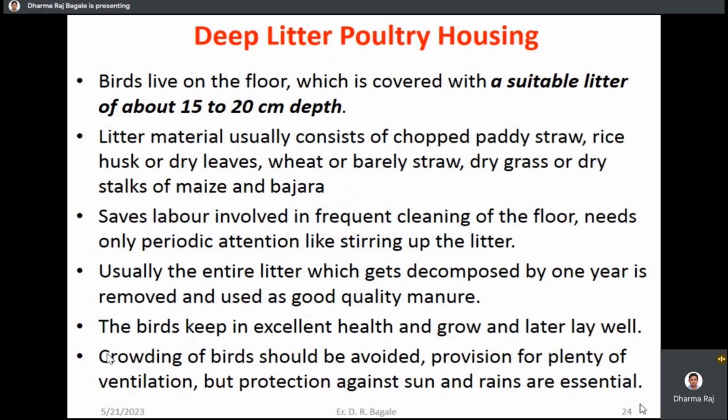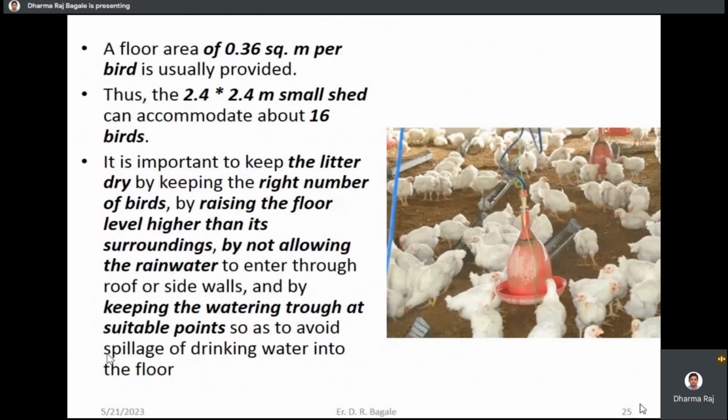And if we can keep it dry, we call it an excellent healthy condition for the birds to grow. Crowding of birds should be avoided. Provision for plenty of ventilation and protection against sun and rain are essential. Floor area of 0.36 square meter per bird is usually provided.